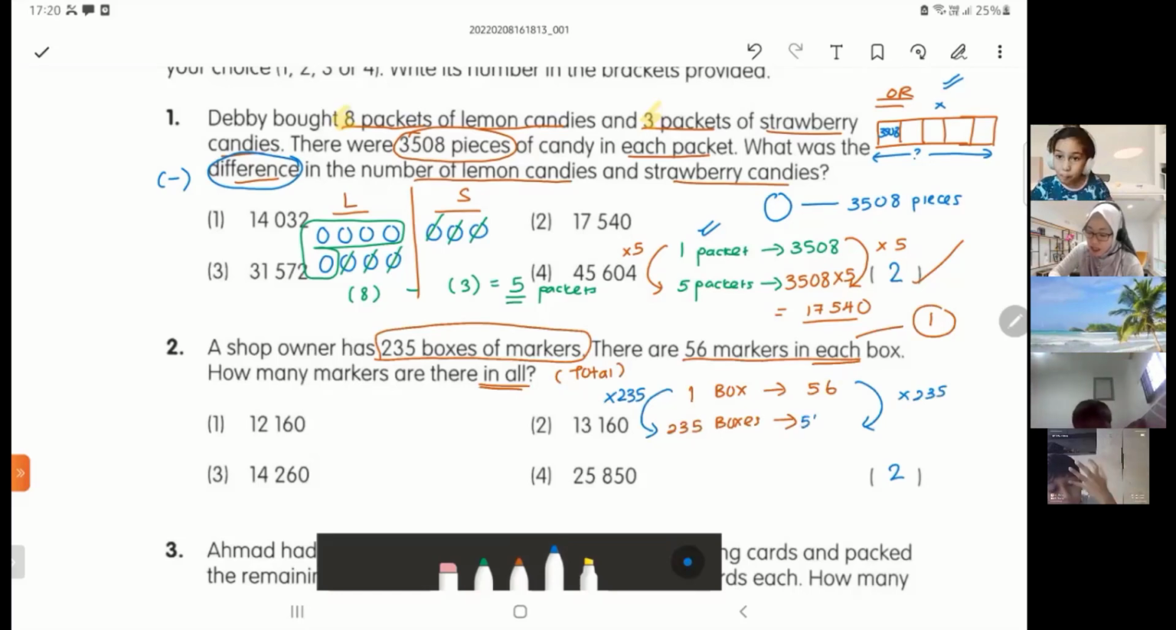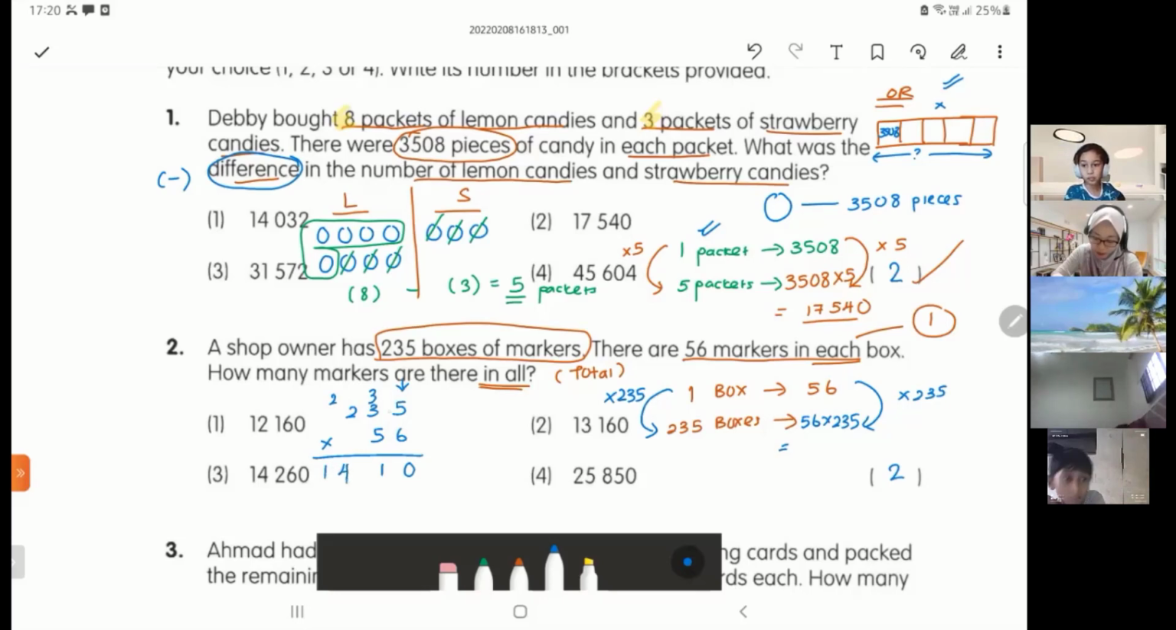So it is 56 times 235 equals, if you want to do your working, it looks like this: 235 times 56, right? And then you times like this. For those of you who do not know how to do it, what do we do first? We look at the ones. 5 times 6, 30, 0, carry 3. 3 times 6, 18. 18 plus 3, 21, 1, carry 2. 2 times 6, 12. 12 plus 2, 14. Then put a 0 below in the second row first.